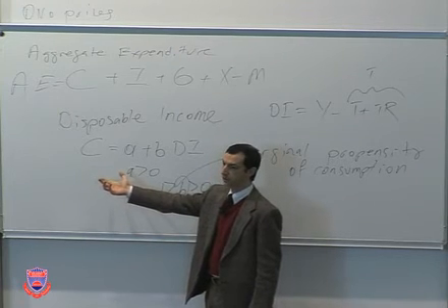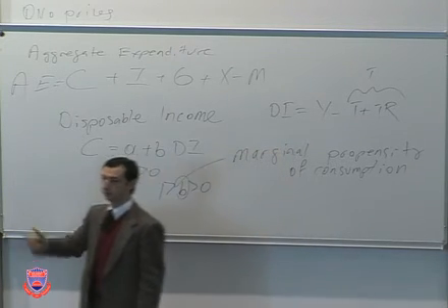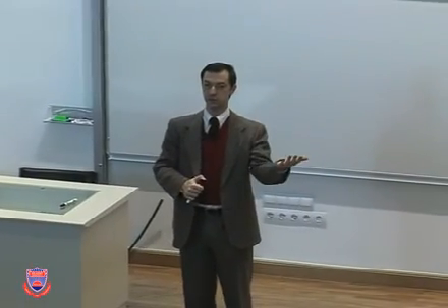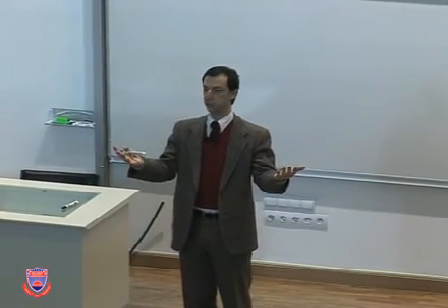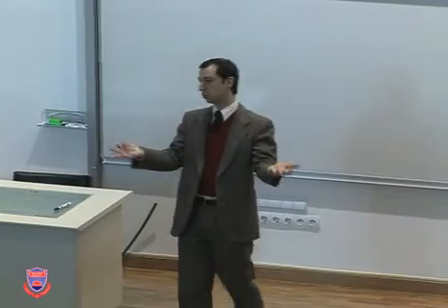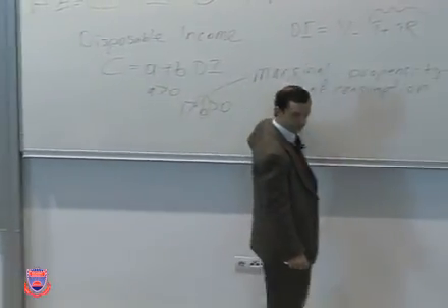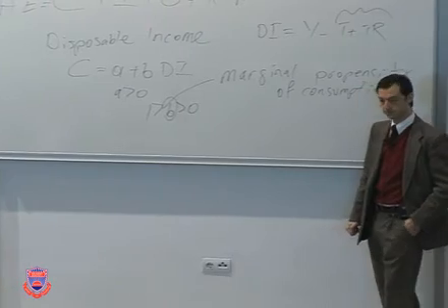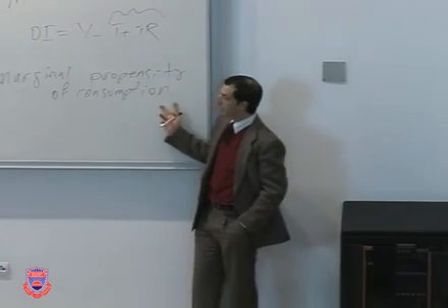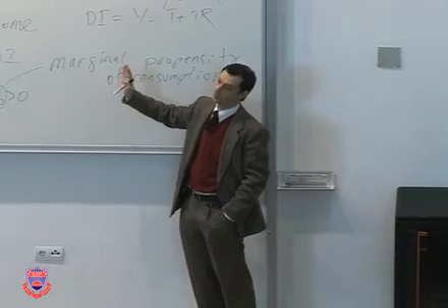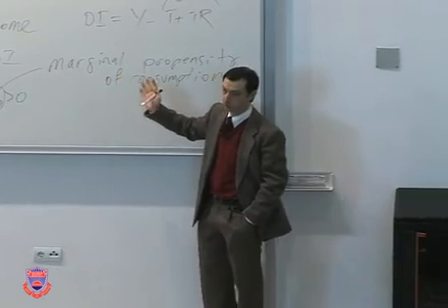What is the rest? If you're not consuming, what are you doing? You're saving. So marginal propensity of consumption plus marginal propensity of saving has to be 1. You either consume or save. We're going to work with this. All right, so if you understood this, we're about done. This was the difficult part. And it wasn't difficult at all.